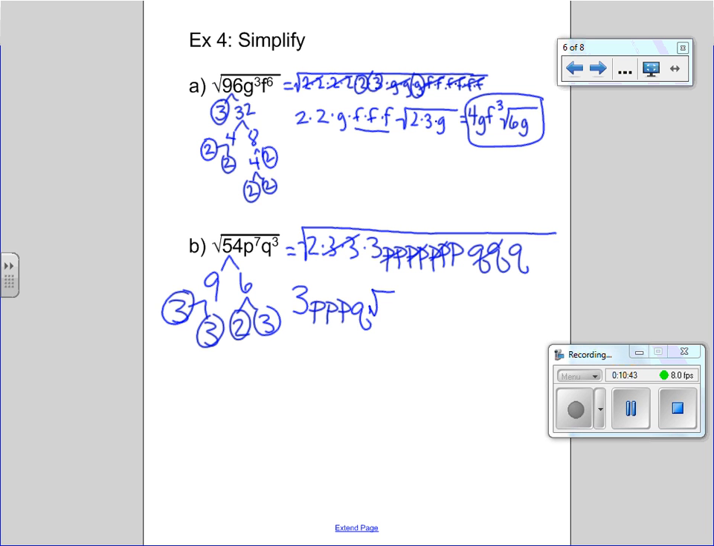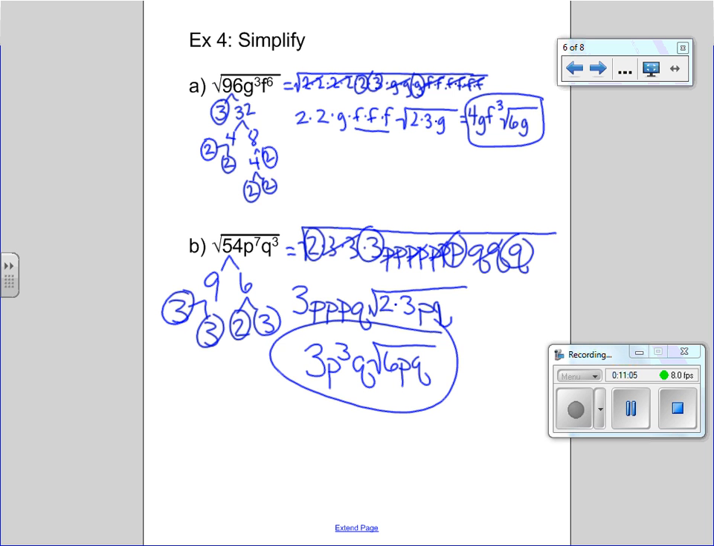So then I'm left on the inside with 2 times 3 p q. Oops, q. So my final answer will be 3 p to the 3rd q radical 6 p q. Final answer.